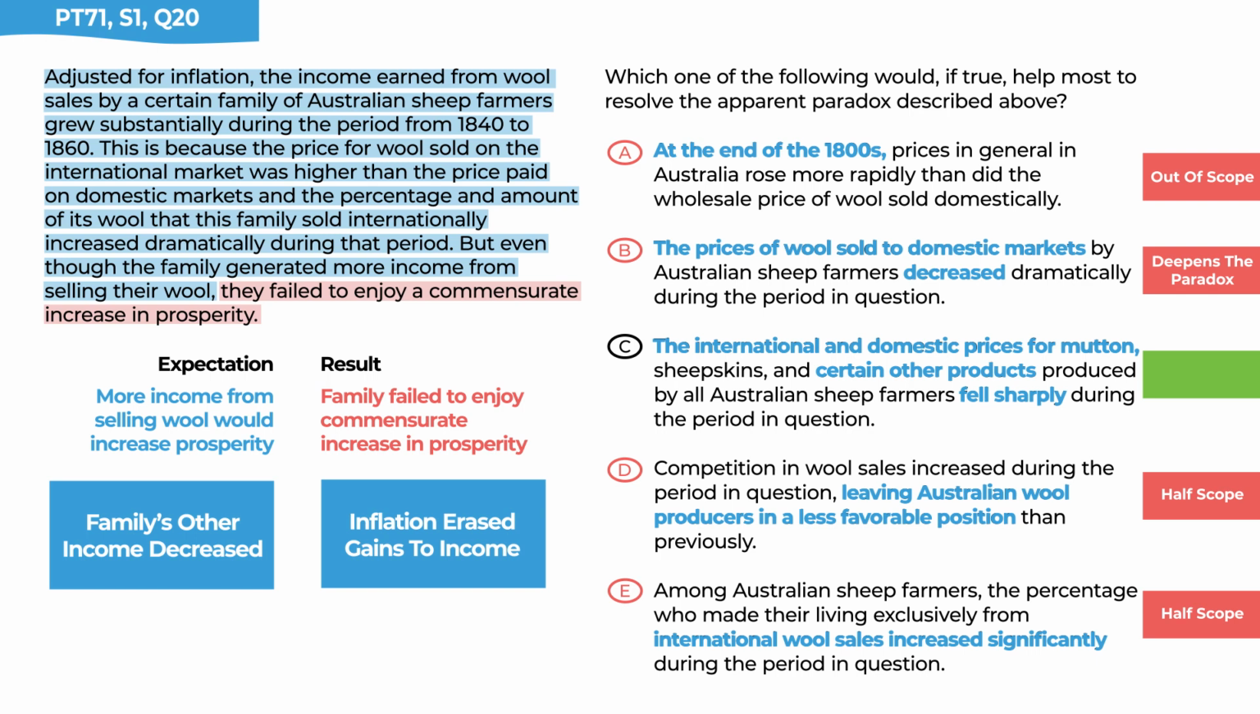It's not going to explain the two statements collectively, and that leaves us with answer choice C as the right answer. It might be that while their sale of wool was doing well, their sale of other kinds of sheep-related products was doing very poorly, and that's the reason why they weren't able to get some kind of an increase in their overall prosperity during this period.